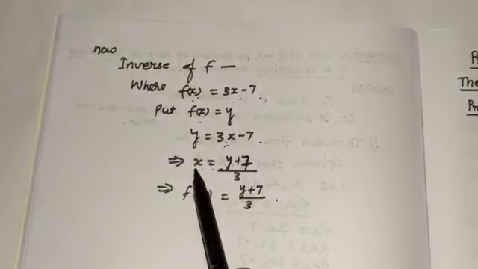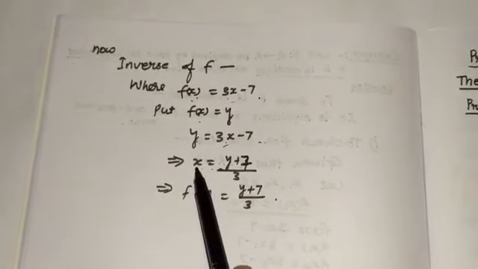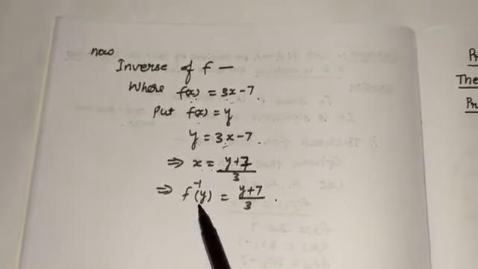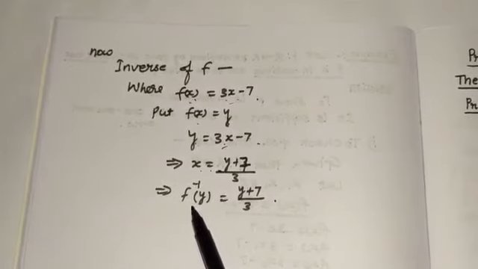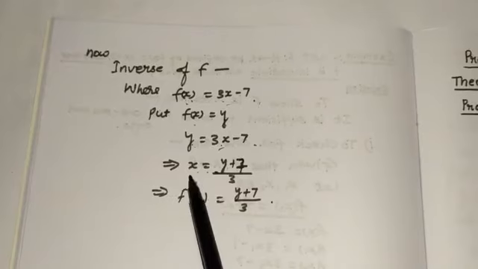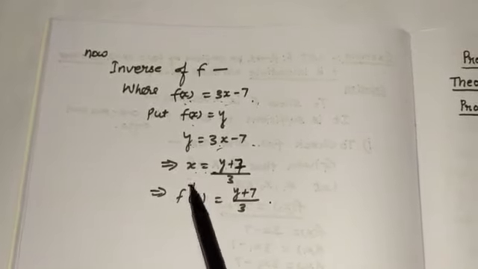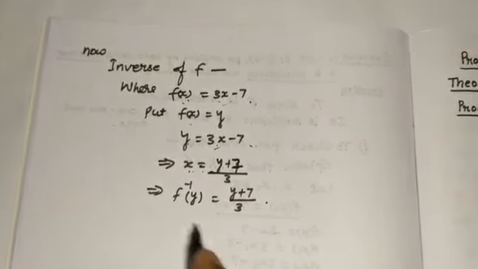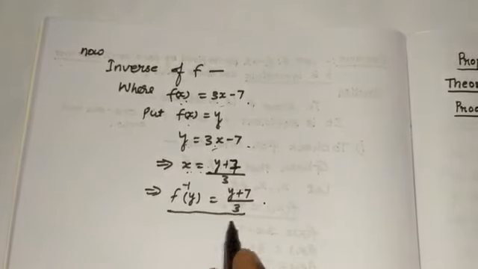In this step, we have to write f inverse of y in place of x, as we discussed in the algorithm. This is the third step. We have to write f inverse of y in place of x. This is the inverse function of f.